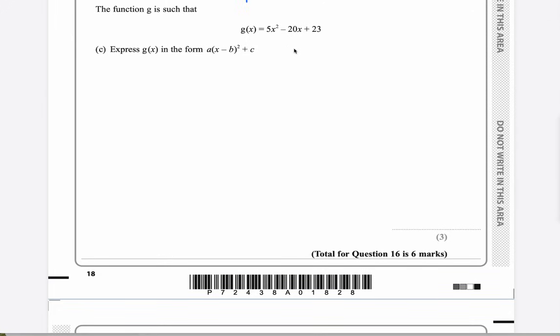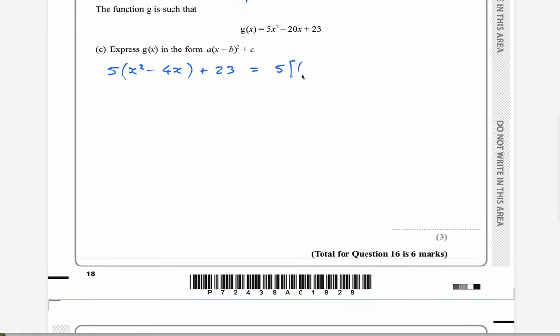Okay, function g is such that g of x is equal to this. Express g of x in this form. Okay, I'll do this, guys, the long way, and I will do it the short way. So the long way is first I'm going to take out the 5. I'm going to say this is 5 times x squared minus 4x plus 23. So I've just taken the 5 out of the first 2 terms. This would be 5x squared minus 20x, which is obviously the same thing. Then I'm going to put a square bracket here, and I'm going to complete the square. That's what this is, guys. It's called completing the square, or putting it in vertex form.